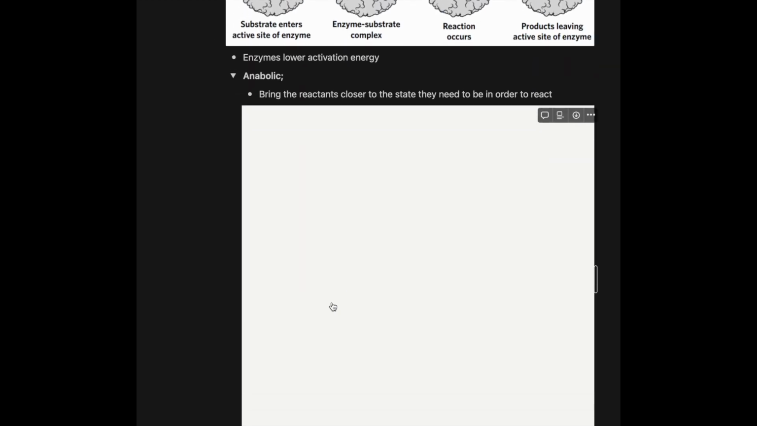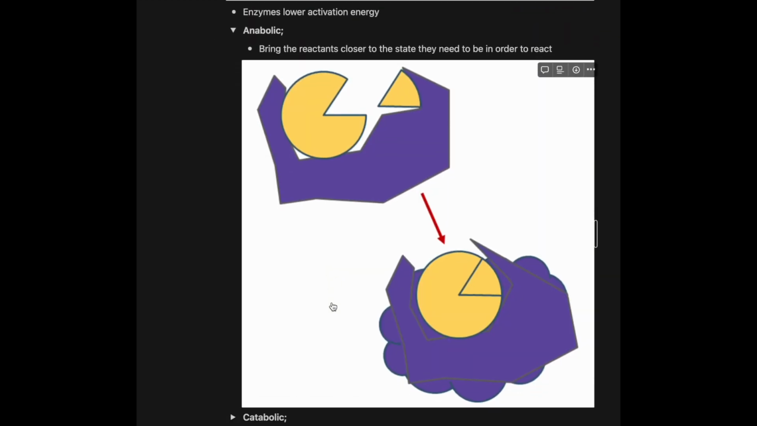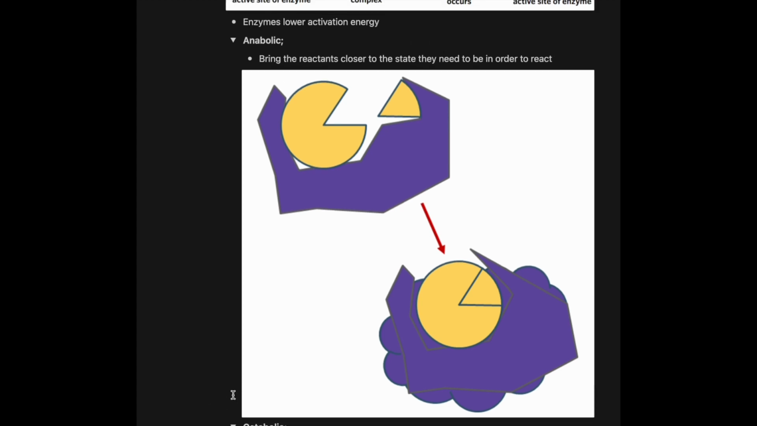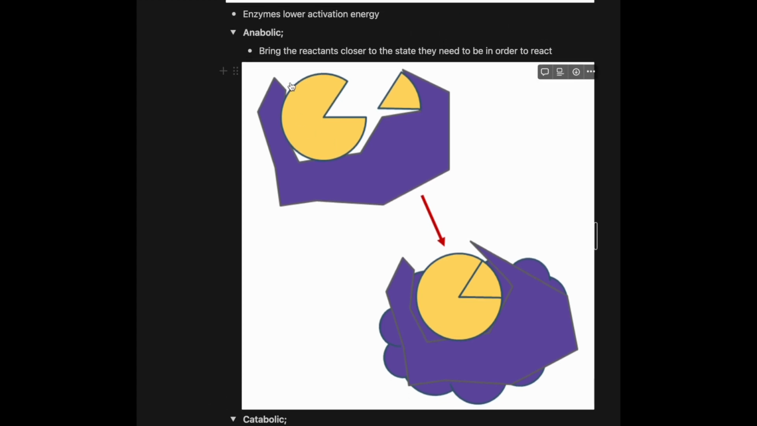Okay, so let's look at them specifically for anabolic reactions then. For anabolic reactions, as you can see here, they bring the reactants closer to the state in which they need to be in order to react. As a result of that, they reduce the activation energy required for the reaction to occur, which is why the rate of reaction increases, since more of the reactant molecules have sufficient energy during collision for the reaction to occur. And that increases the rate of reaction.